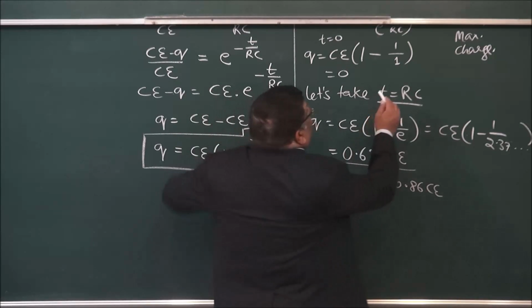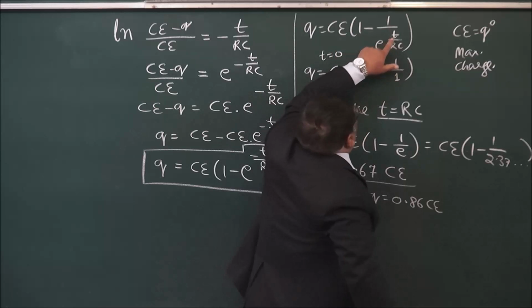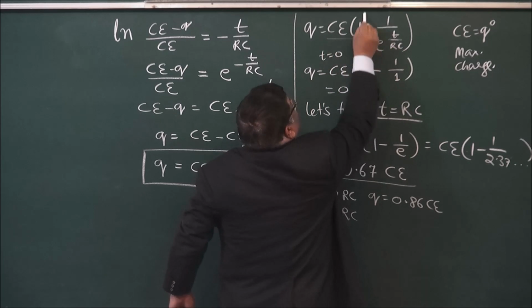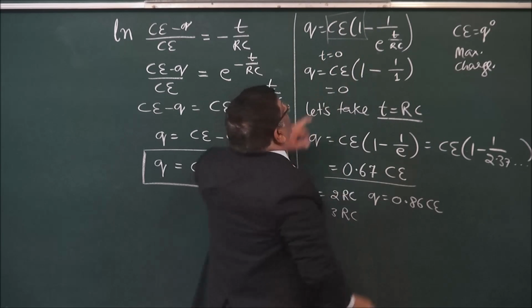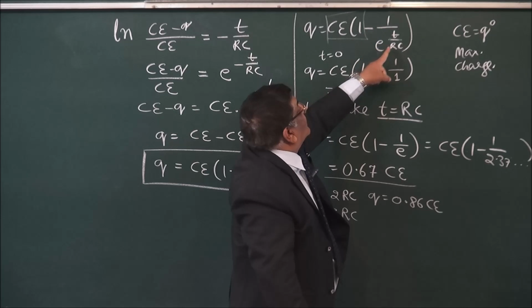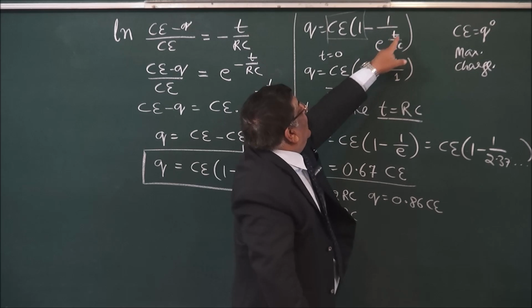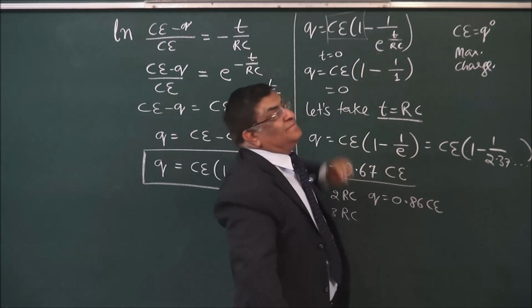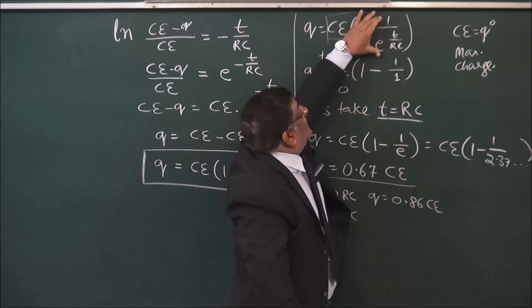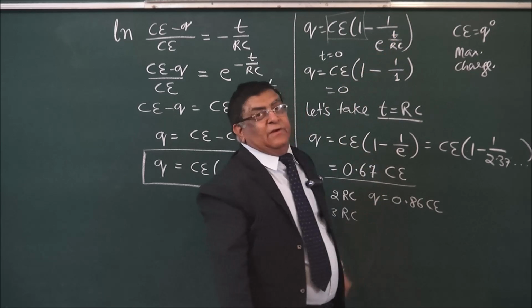Here we find, if we are going to increase the value of t and we want full charge, if we want this to be full charge, then this term should become 0. And what is the condition for 0? The condition is that t should be infinite. This denominator should be infinite, then only this will be 0. So t should be infinite.